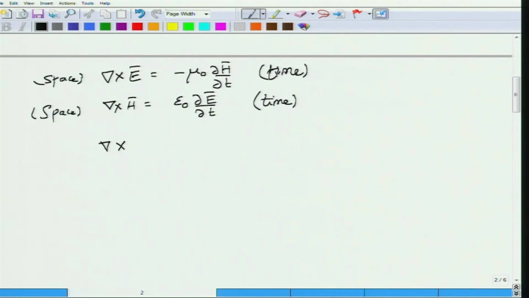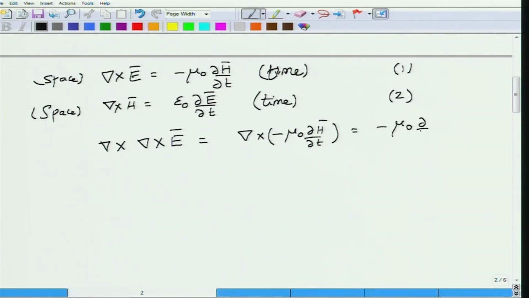Well, I take the curl of this first equation. So let's call this as 1. Okay, call this as 2. 1 corresponds to Faraday's law. So I have curl of curl of electric field is equal to curl of minus mu 0 del H by del T. Now I can take curl inside this bracket and interchange del by del T and curl operations. So I get minus mu 0 del by del T curl of H.